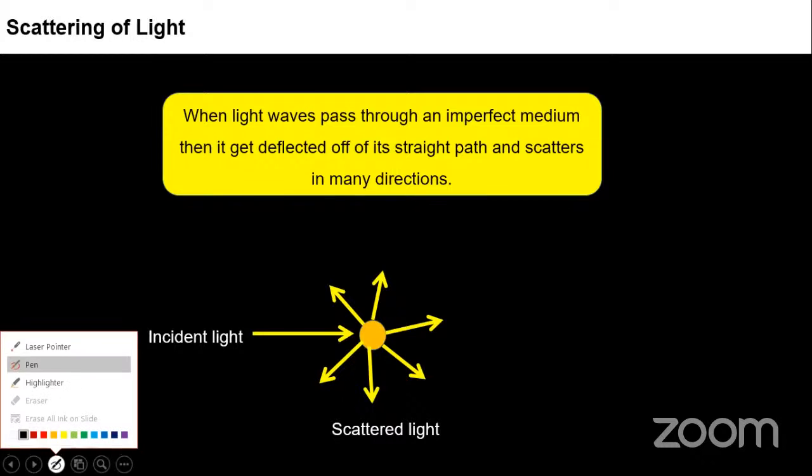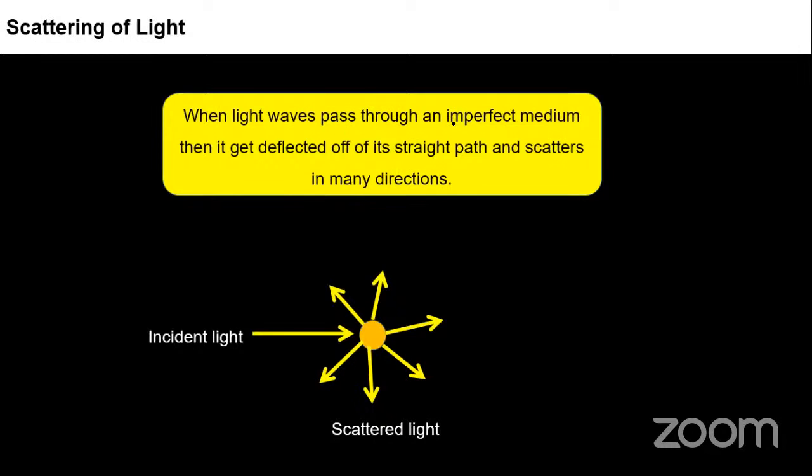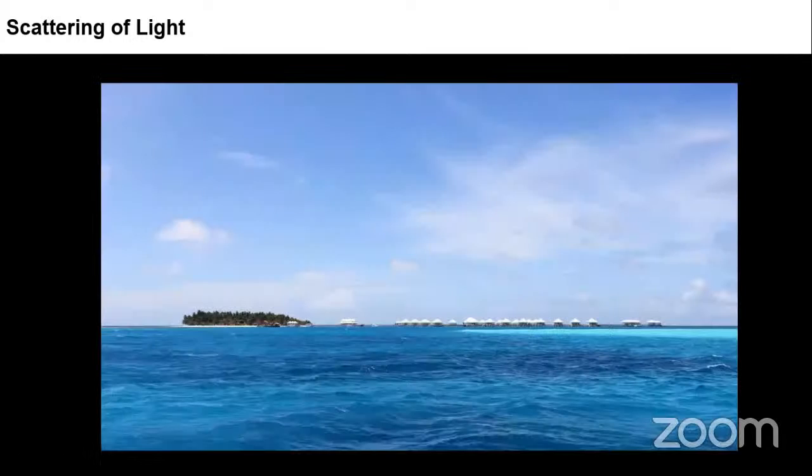So it happens basically when white light, basically the sunlight, passes through an imperfect medium. It gets deflected off its straight path and scatters in many directions. Okay. It's the reason you see the bluish color. If you take simple water, it has no color, and the sky, if you go into space, it's black. So from where is the bluish color of the water and sky coming? You can explain it through this scattering. Okay.